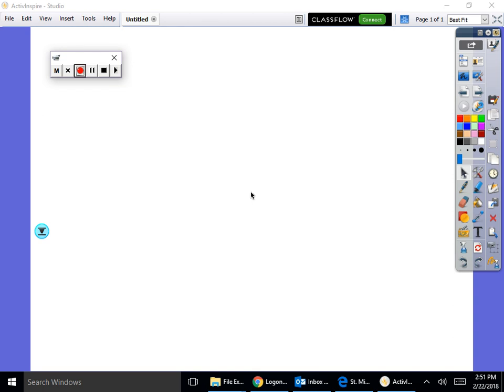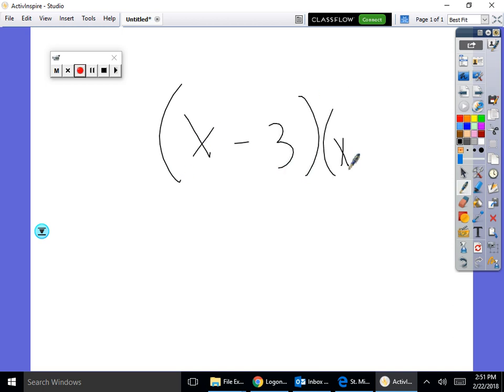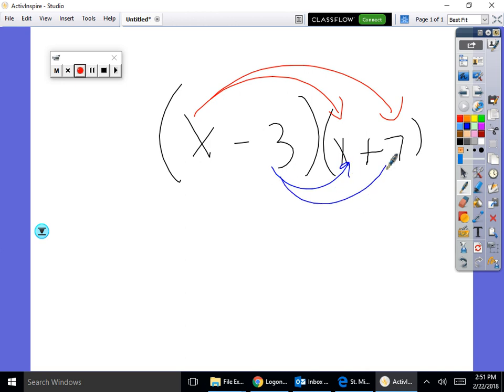So most of you are telling me that you know FOIL, so I'm going to show it that way. It's also known as double distribute. So I have x minus 3 times x plus 7. And don't be selfish. Share the x with each person. If you think you might forget, draw the little rainbow so you don't forget. So I have an x squared plus 7x minus 3x minus 21.